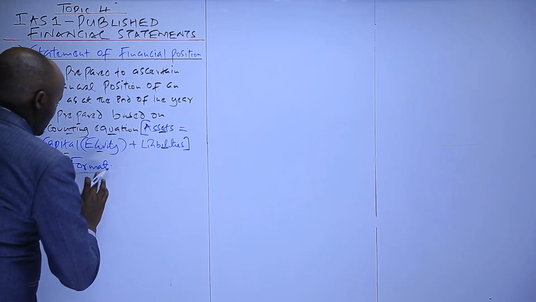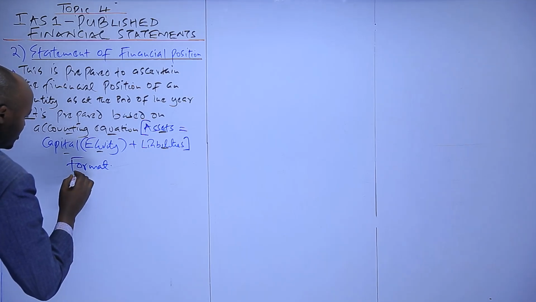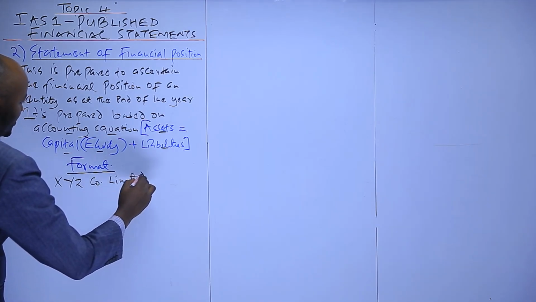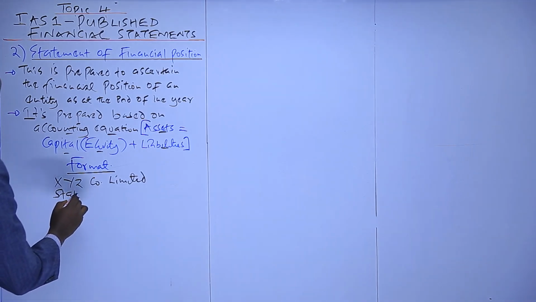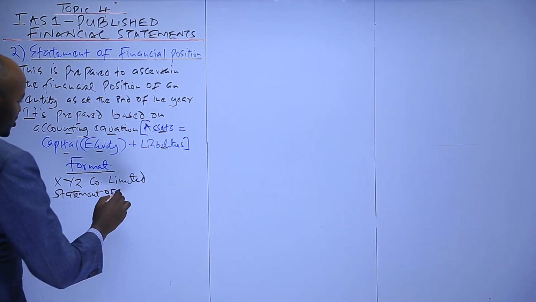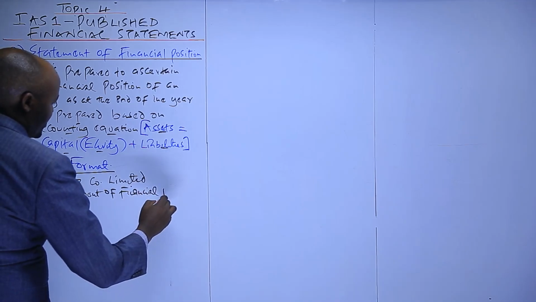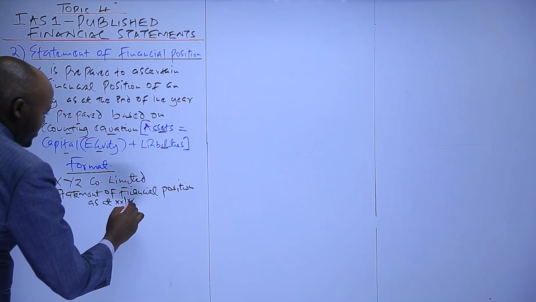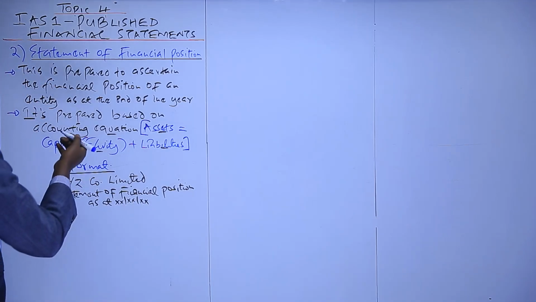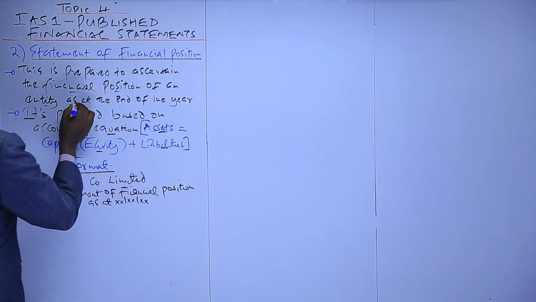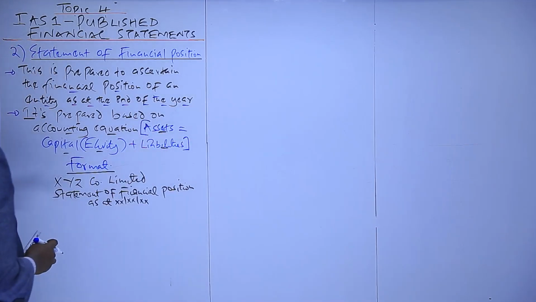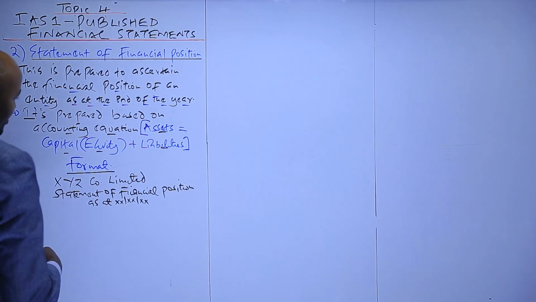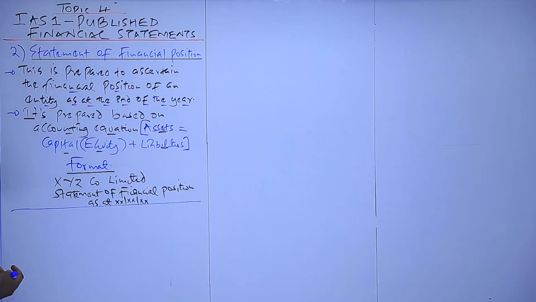A statement of financial position. Assuming we are preparing this for a company called XYZ Company Limited, the first thing you should always have is the title, the name of what we are preparing. We are preparing a statement of financial what? Position. And it is important to note that we prepare it as at the end of the year, because I've said that this is prepared to do what? To ascertain the financial position of an entity as at the end of the year. That's why you can see here, we are saying it is prepared as at the end of the year.